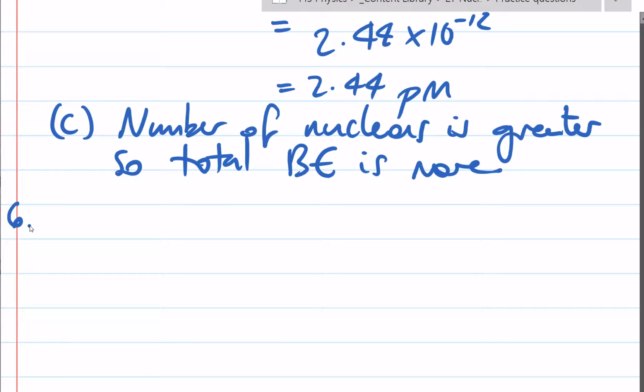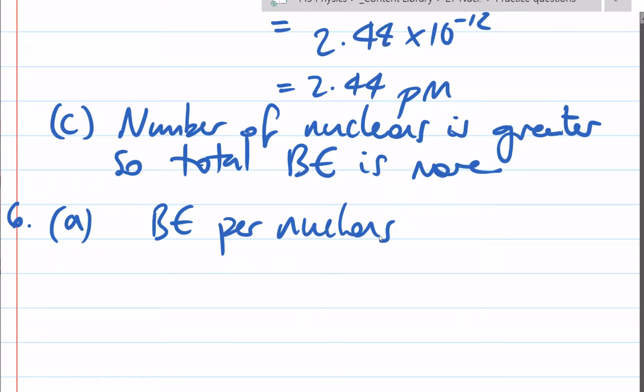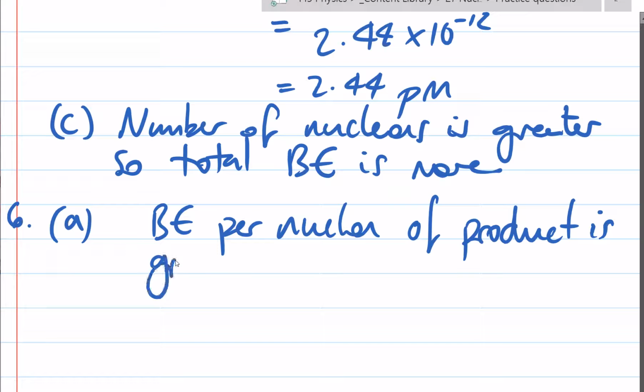Question 6, talking about why binding energy is released in fission. So binding energy per nucleon of product is greater.